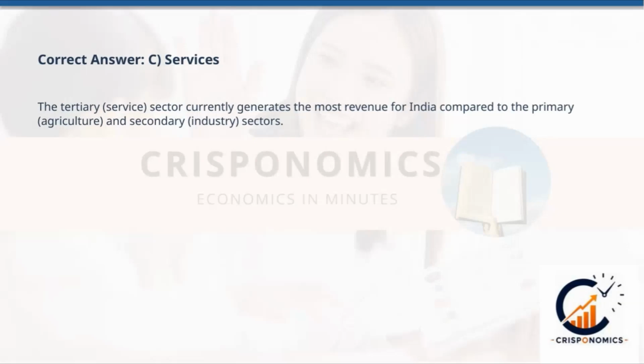When we look at India's economy, the service sector stands out as the biggest revenue generator. It outpaces both agriculture, which is the primary sector, and industry, the secondary sector. This shift highlights how services like finance and tourism are driving growth. So, when asked which sector leads in revenue, the clear answer is the tertiary or service sector. It's a sign of how India's economy is evolving and where opportunities are growing.